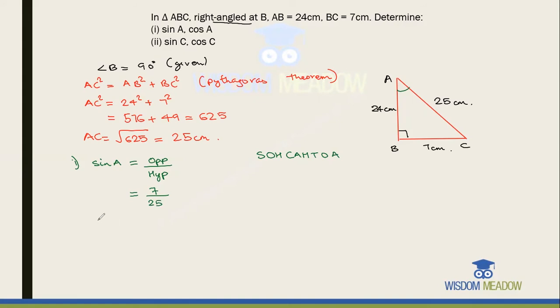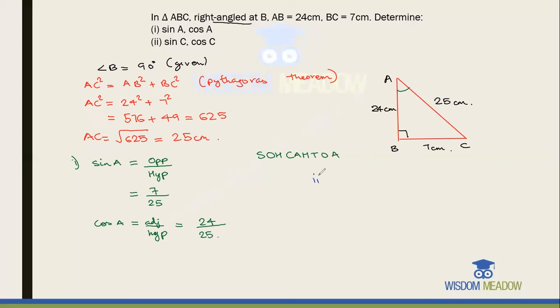Now solving for cos A. So cos is adjacent over hypotenuse. So this time again we have to consider the angle A. So for angle A, the adjacent side is 24, the one next to it, apart from the hypotenuse. That is the adjacent side. Now the hypotenuse is the one opposite to 90 degree. That is 25. So that's the first part of the question.